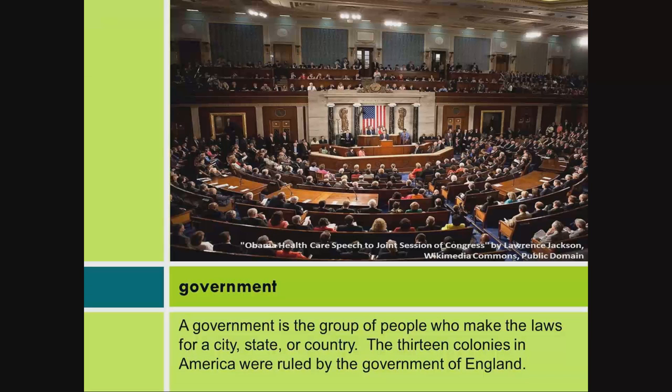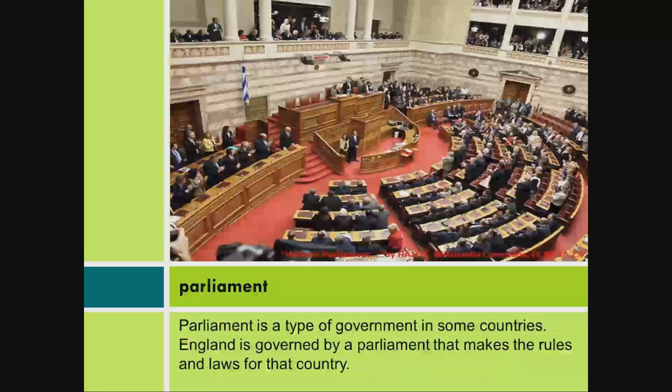Government. A government is the group of people who make the laws for a city, state, or country. The 13 colonies in America were ruled by the government of England. Parliament. Parliament is a type of government in some countries. England is governed by a parliament that makes the rules and laws for that country.